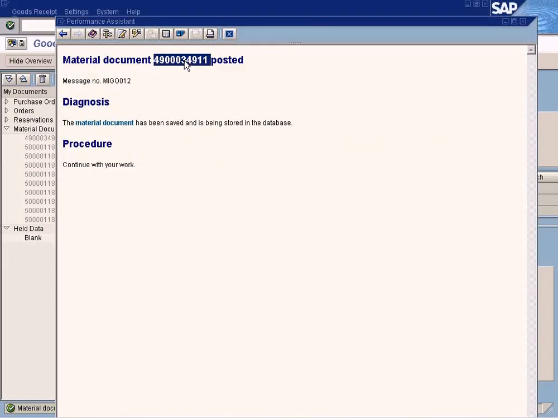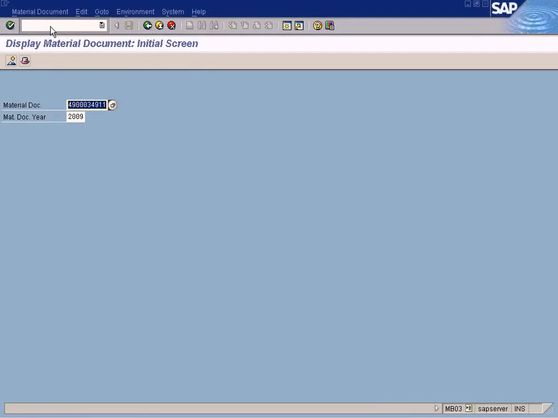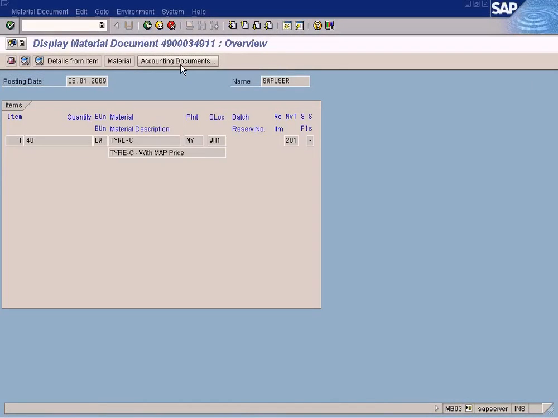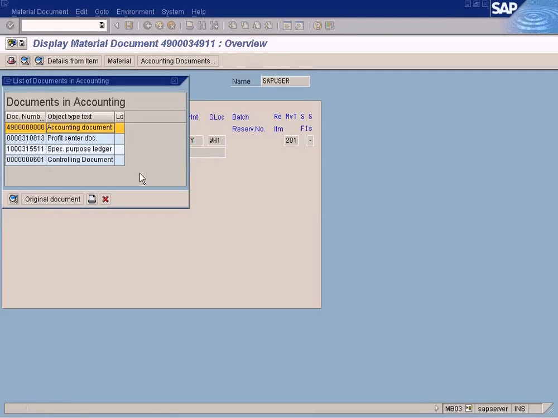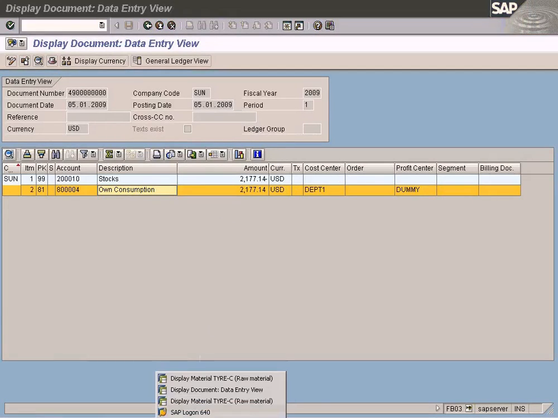So GL account need not be entered here, it can be entered in the OBYC. Okay, let me check the material document. Accounting document. Alright, see that cost center that we entered here is here. So just bear in mind that we don't have to enter the GL account in the screen there. It has to be entered in the automatic postings. If we enter the GL account there, it does not recognize.